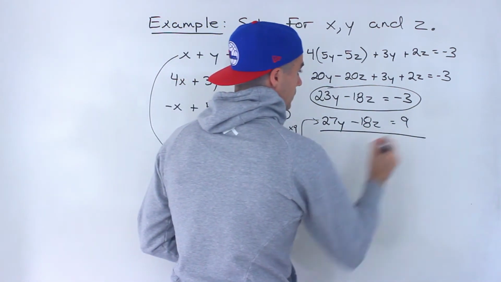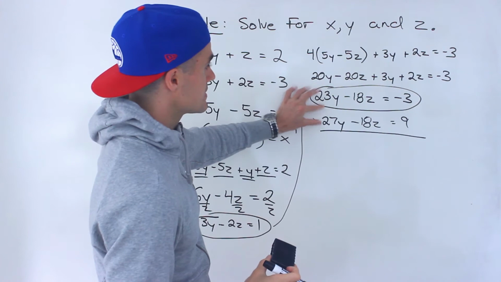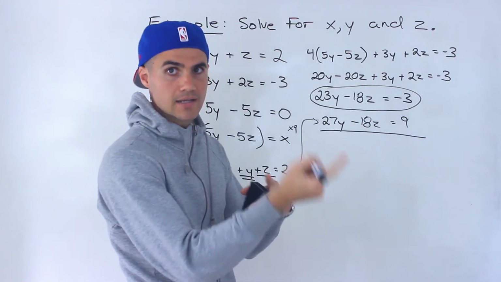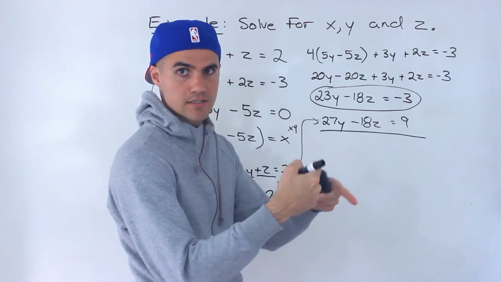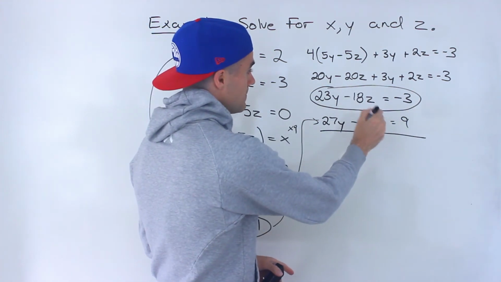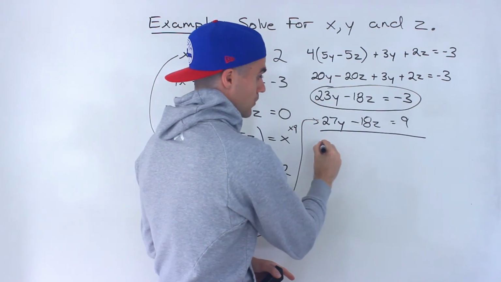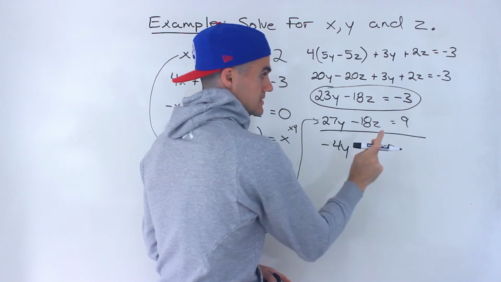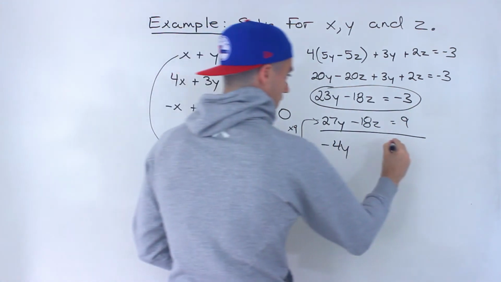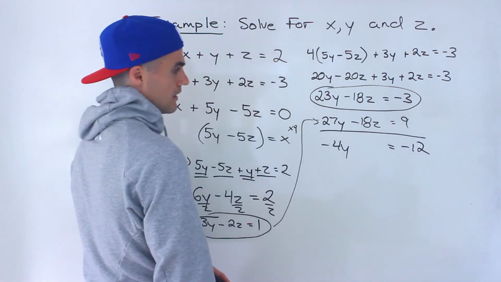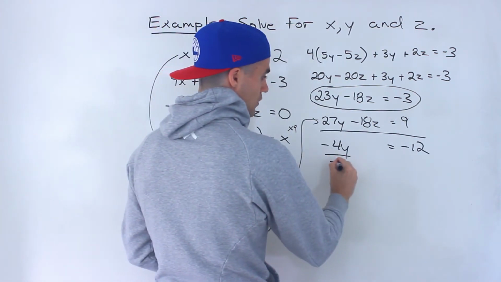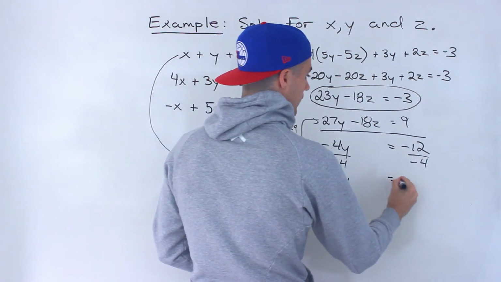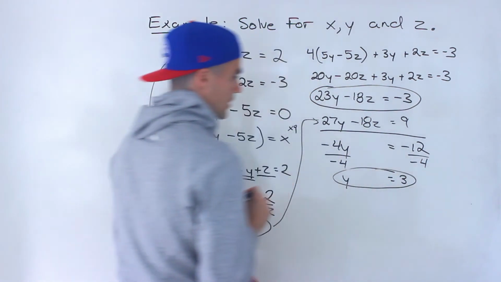So now what we can do is take this and subtract it from that. Notice when we do negative 18z minus negative 18z, that'll be like negative 18z plus 18z. Those would go away. 23y minus 27y would give us negative 4y, and then negative 3 minus 9 would give us minus 12. And now notice we could just solve for the y. Divide both sides by -4, so y would end up being 3.